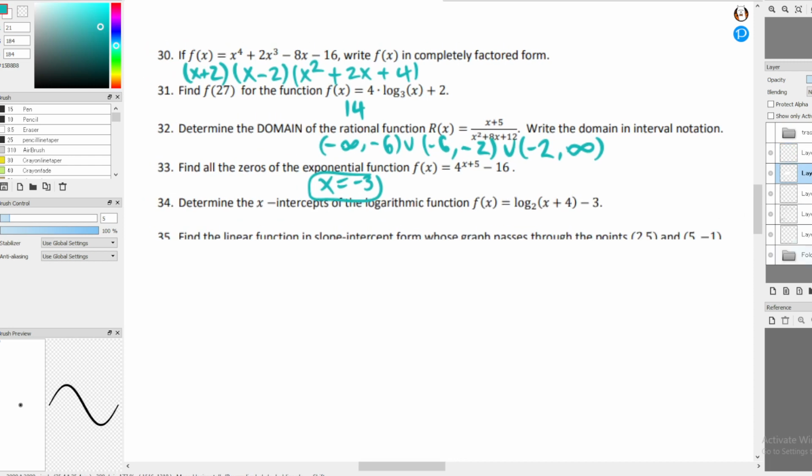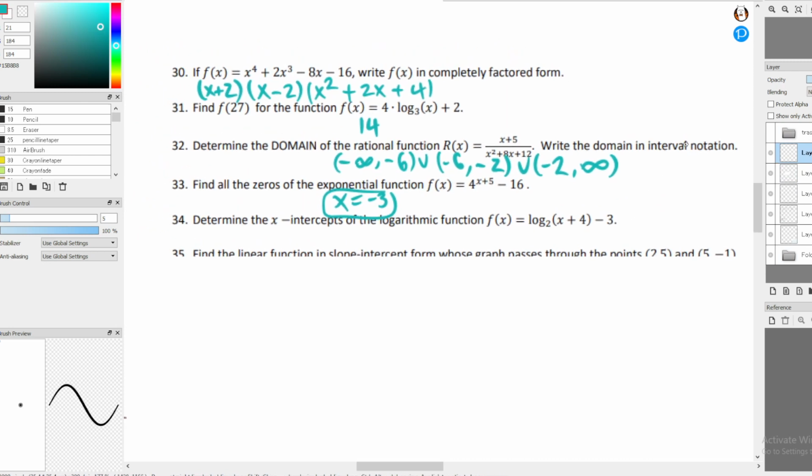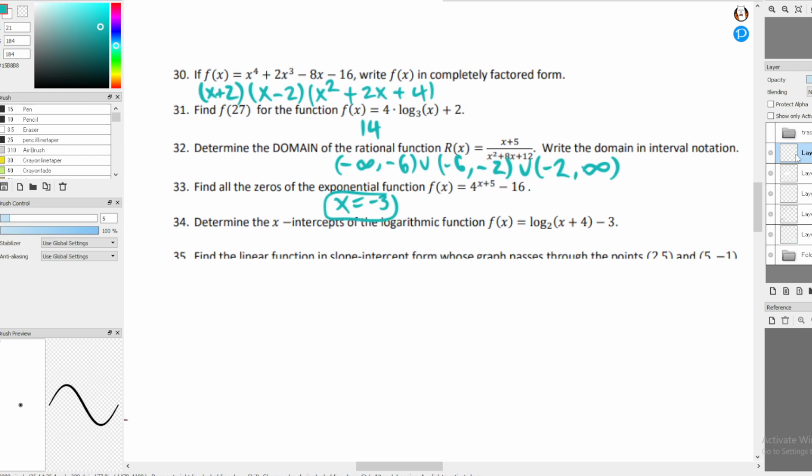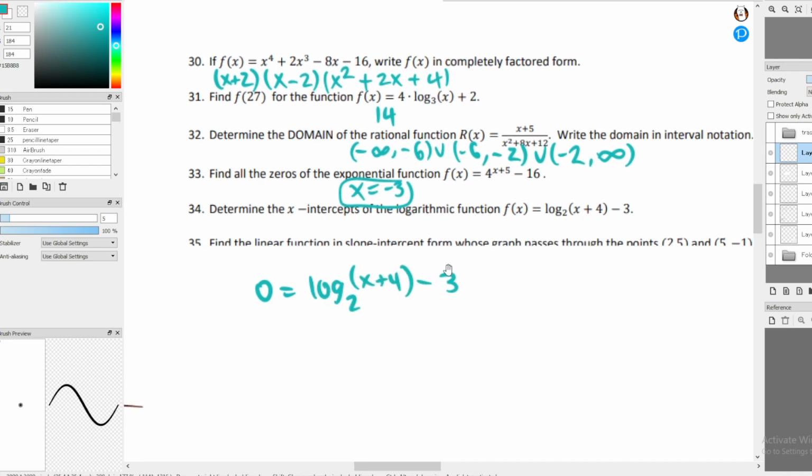The next problem is 34, which says determine the x-intercepts of the logarithmic function f of x equals log base 2 of x plus 4 minus 3. So the x-intercepts, that's when y equals 0. So we'll do 0 is equal to log base 2 of x plus 4 minus 3. We're going to add 3 to both sides, so we'll get 3 is equal to log base 2 of x plus 4.